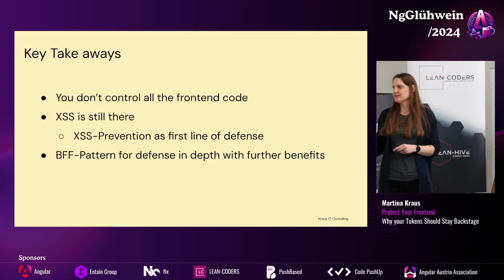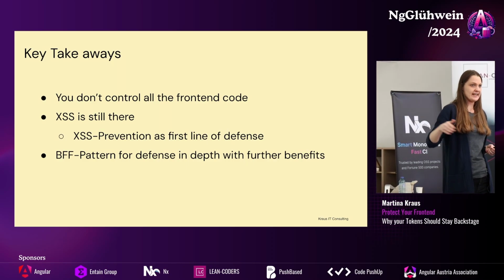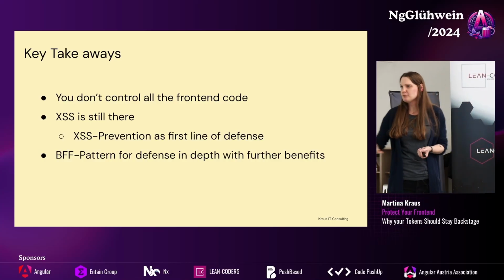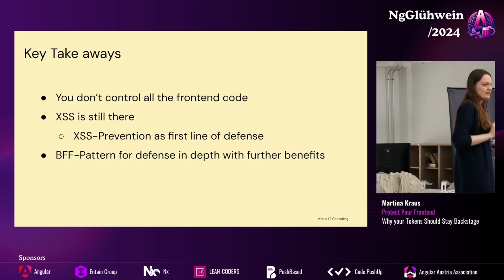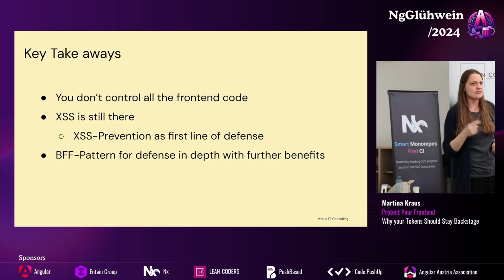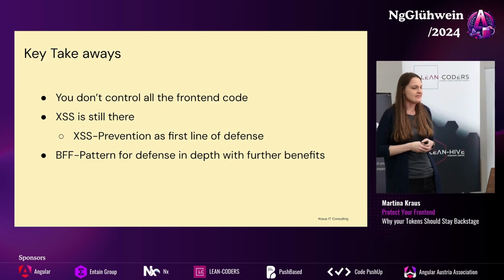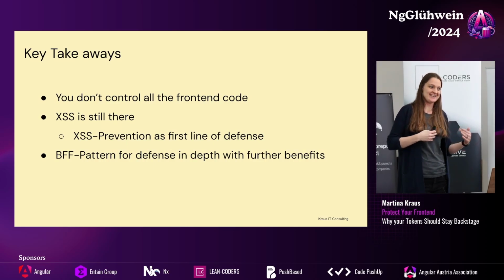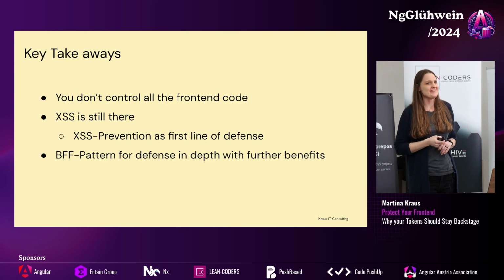And maybe consider the backend for frontend pattern as a defense in depth, like a second line of defense. It brings further benefits, so you can maybe apply some more policies in this backend for frontend, like whitelisting the APIs and whatnot, which gives you even more control and maybe gets some control back. That's all from my side. I hope I woke you up with all the scary scenarios.